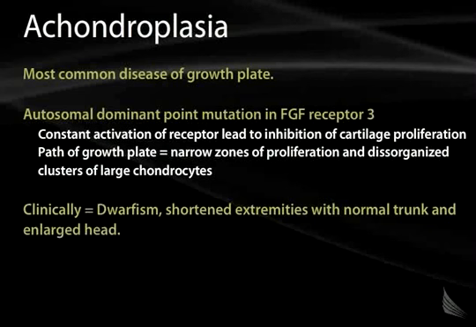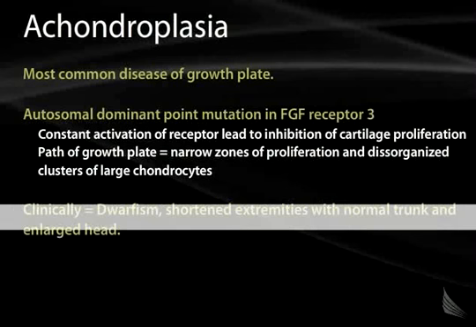With cartilage proliferation inhibited, the growth plate's development is inhibited, and when one looks at the pathology, what one sees are narrow zones of proliferation and disorganized clusters of large chondrocytes. Clinically, this leads to the classic picture of dwarfism, these individuals having the typical shortened extremities with a normal trunk and an enlarged head.